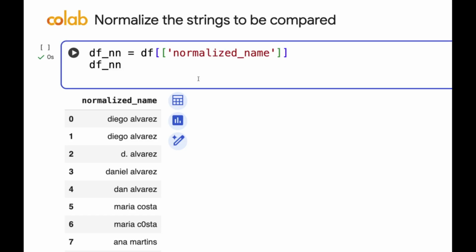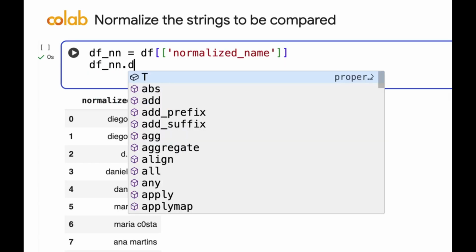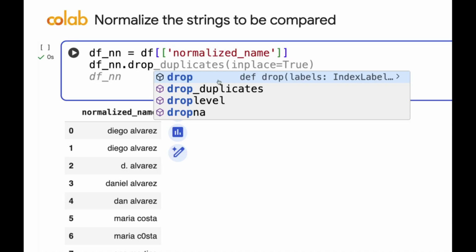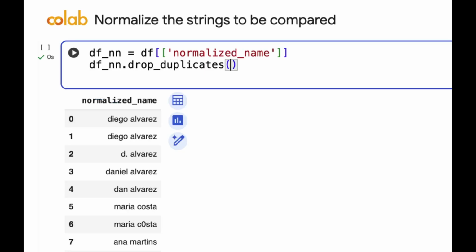So now, for this new data frame with only one column, let's do drop duplicates, right? So then I will get the duplicates dropped. So let's just return the result. We don't need to have inplace equal to True here. And let's see what happens.